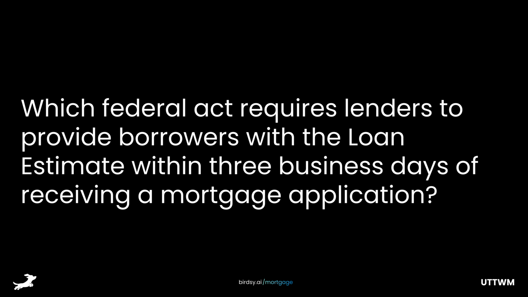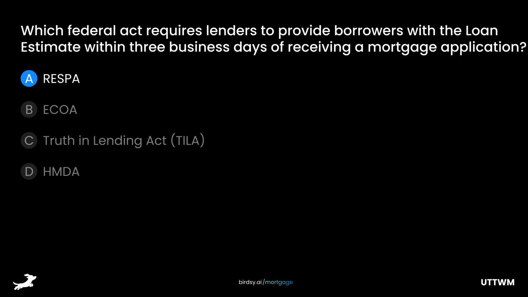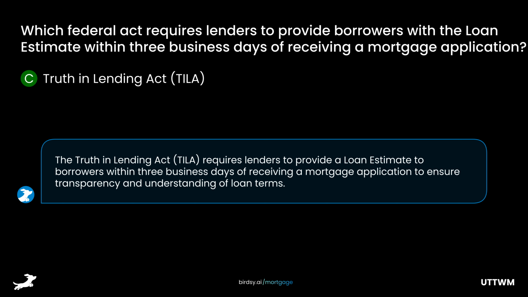Which federal act requires lenders to provide borrowers with the loan estimate within 3 business days of receiving a mortgage application? Is it A, the Real Estate Settlement Procedures Act, B, Equal Credit Opportunity Act, C, Truth in Lending Act, or D, the Home Mortgage Disclosure Act? The answer is C, Truth in Lending Act. The Truth in Lending Act requires lenders to provide a loan estimate to borrowers within 3 business days of receiving a mortgage application to ensure transparency and understanding of loan terms.